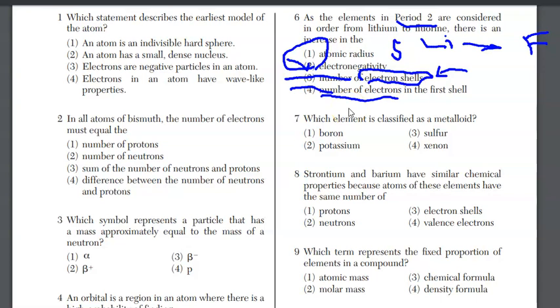We're going to move to question 7. Which element is classified as a metalloid? And a metalloid is the same thing as calling it a semi-metal. These are the group of elements that are between metals and non-metals. There are 6 that you have to memorize. Let's see where they are on the periodic table and we'll know what choice is the right answer.